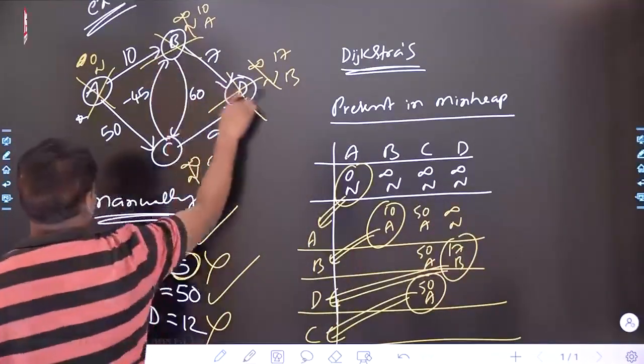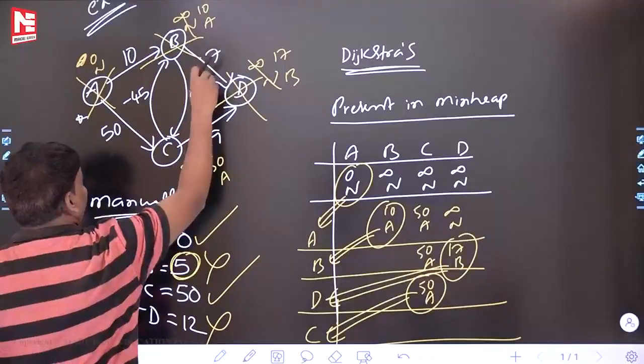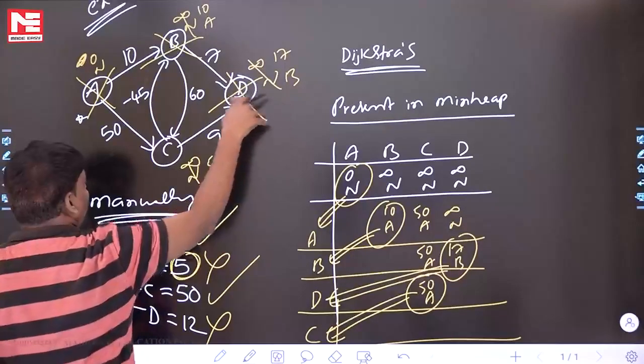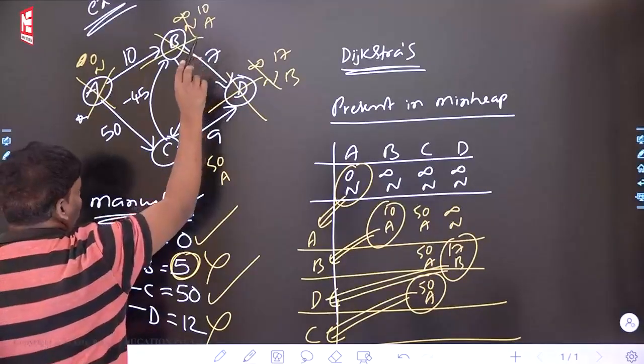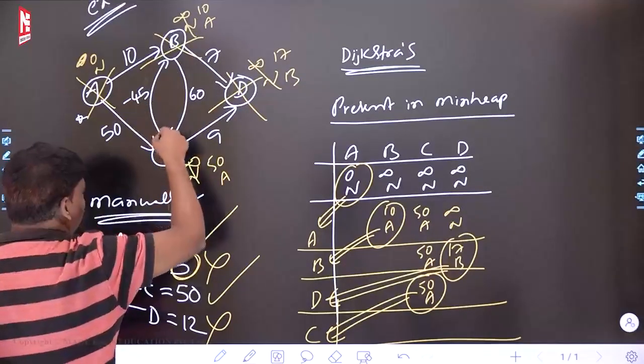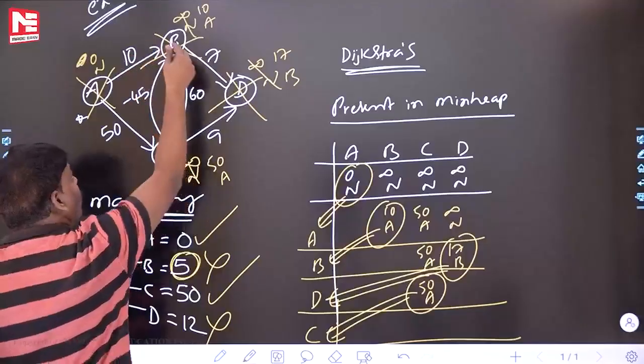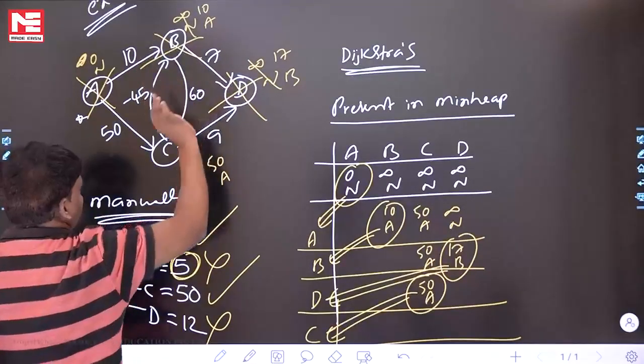C adjacent is 2. They are already over. Dijkstra is saying don't go. But because of negative, I have doubt. Dijkstra is saying don't go because they are already over, but because of negative, I have doubt. So I will go and I will verify, but I don't change.